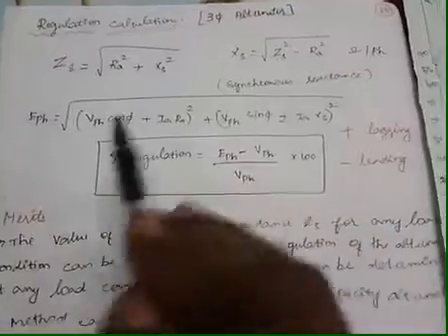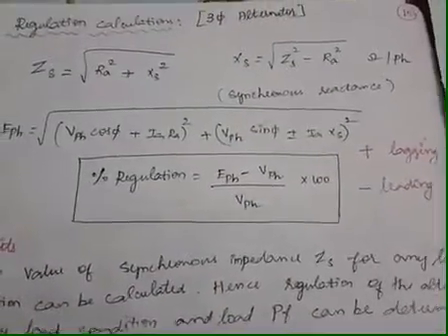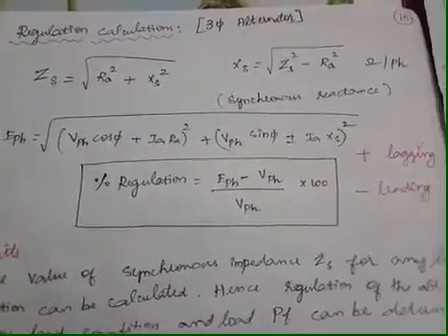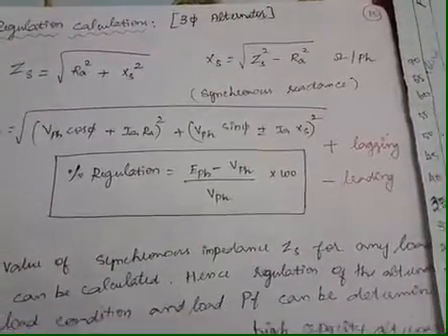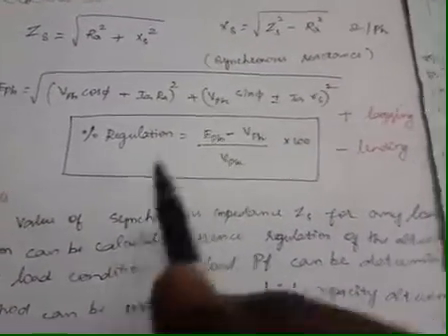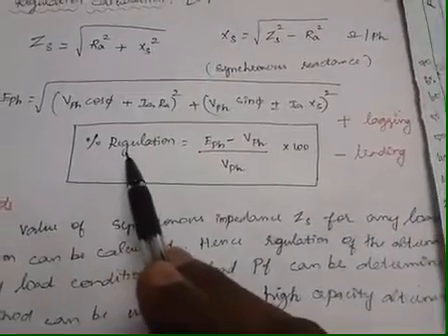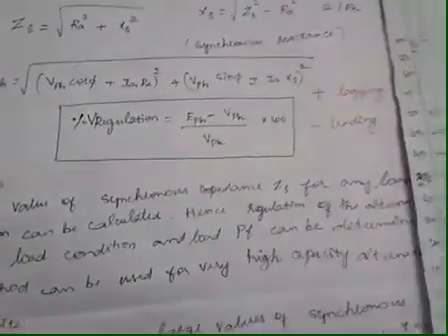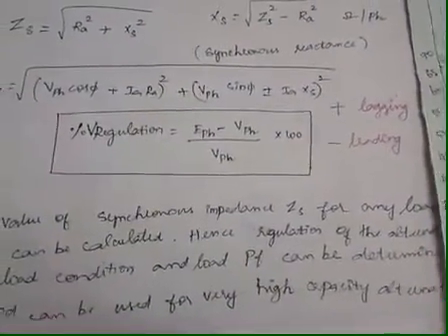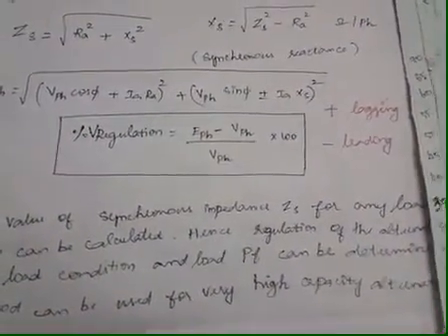The E phase formula: E phase equal to root of (V phase cos phi plus Ia Ra) the whole square plus (V phase sin phi plus or minus Ia Xs) the whole square. Plus for lagging power factor, minus for leading power factor. The voltage regulation formula is: voltage regulation equal to (E phase minus V phase) divided by V phase into 100.